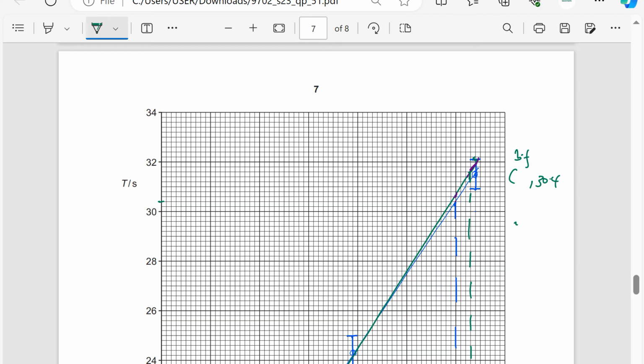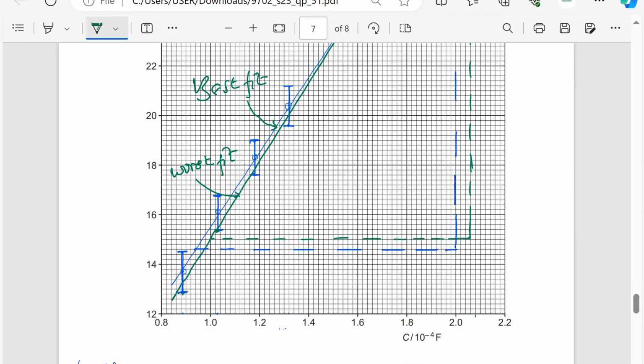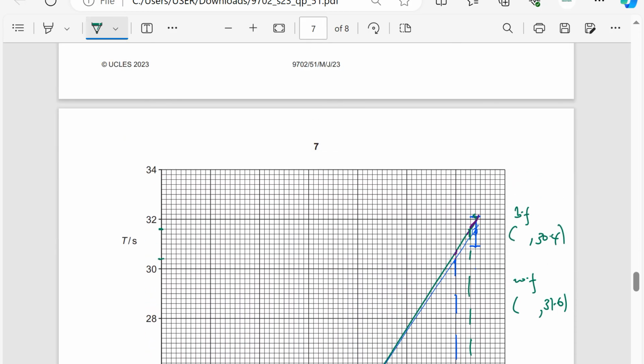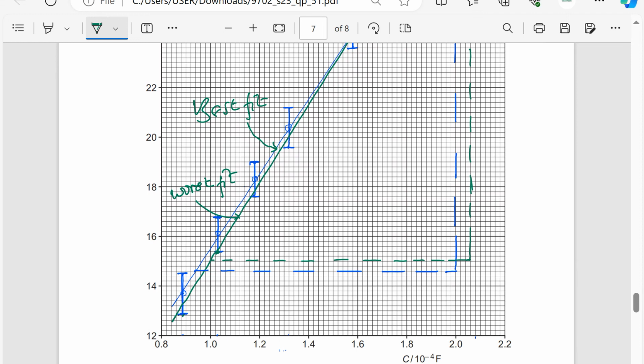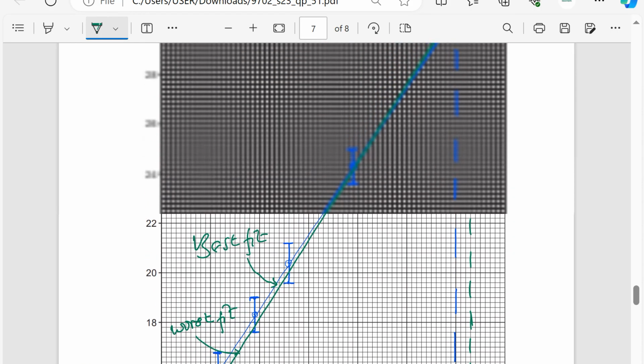Then for the worst fit here, I need this value, and the y value I can read from here. So 30.4, 30.6, 30.8, 31, 31.2, 31.4, 31.6. So it is 31.6. Then the corresponding x values: for blue, the best fit, it is 2.0. And for green it is 2. Remember the x-axis scale was 0.02. So this is 2.02, 2.04, 2.06. So 2.06.